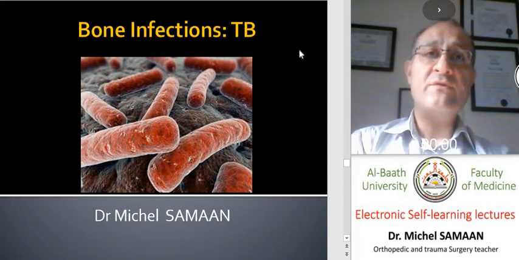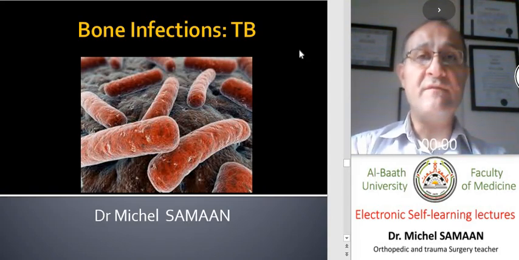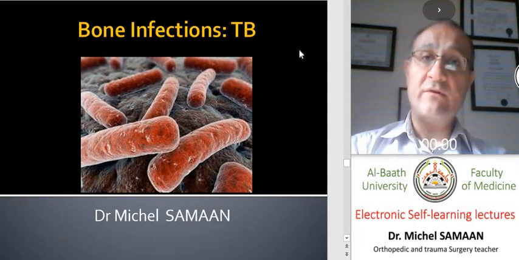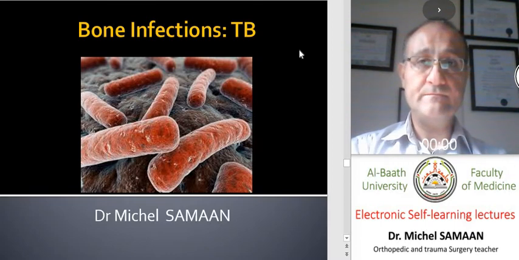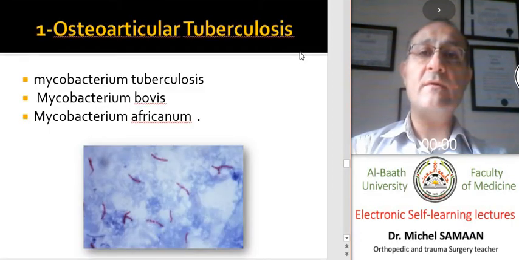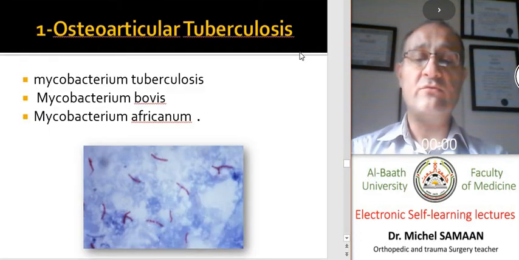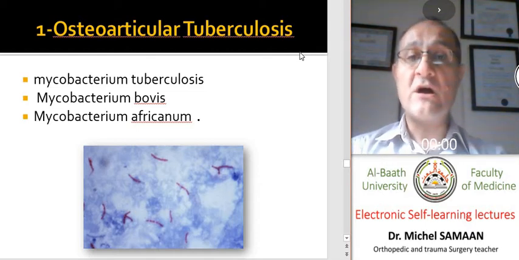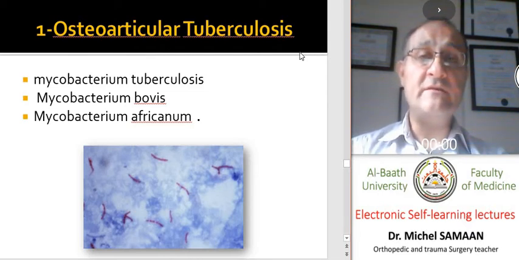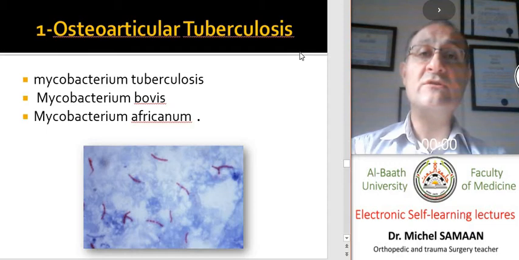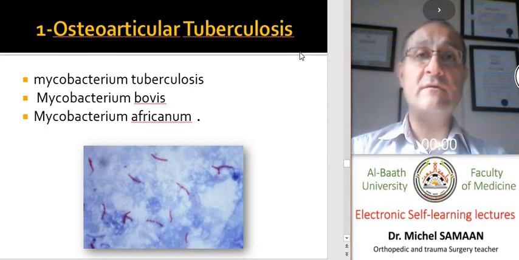The second most important type of bone infection or even septic arthritis is the tuberculous infection. Usually, we have three types of mycobacterium, either tuberculosis, bovis, or africanum, which are acid-fast bacilli, and they need a long period of incubation to have the culture results.